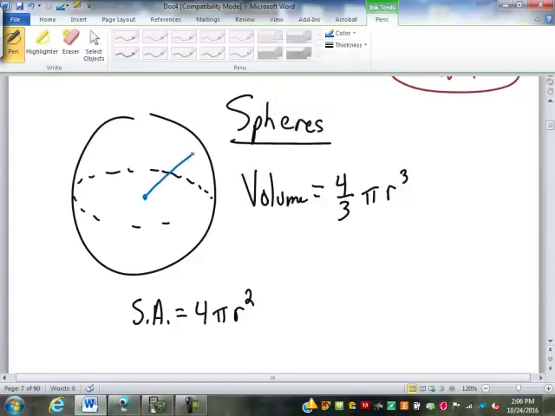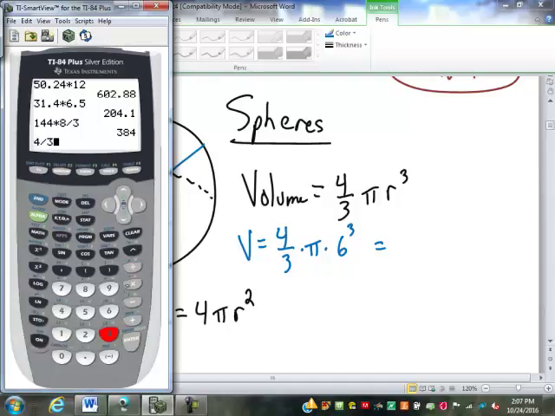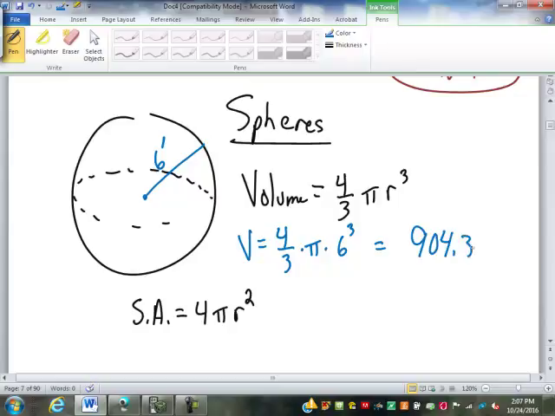So let's say we have a sphere with a radius of 6 feet. Now notice the surface area is not broken down into lateral area and the area of the bases, because the sphere doesn't have bases or lateral areas. It's just got one solid surface. And for the volume, 4/3 times pi times the radius cubed, so that'd be 6 times 6 times 6. The way to punch it in the calculator is 4 divided by 3 times pi, so times 3.14, times 6 to the power of 3. 904.32. That's going to be feet cubed because it is a volume.